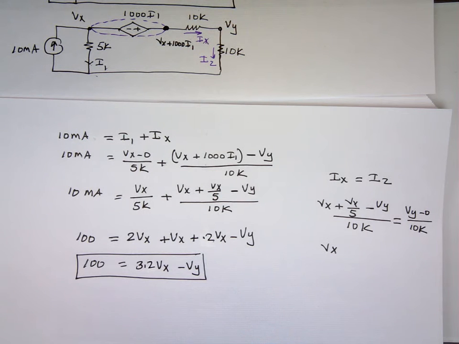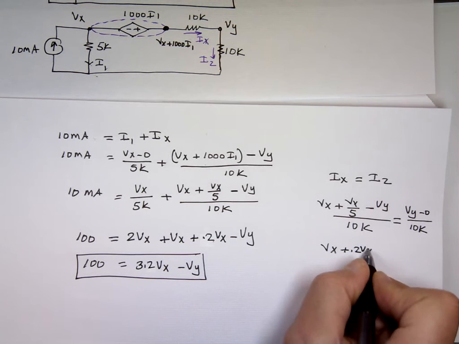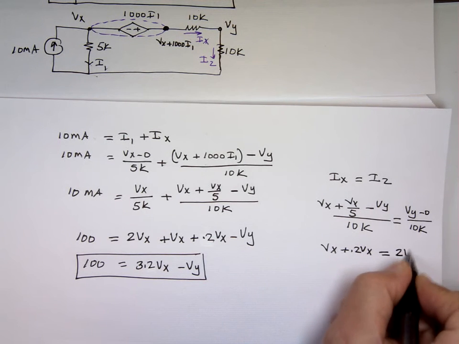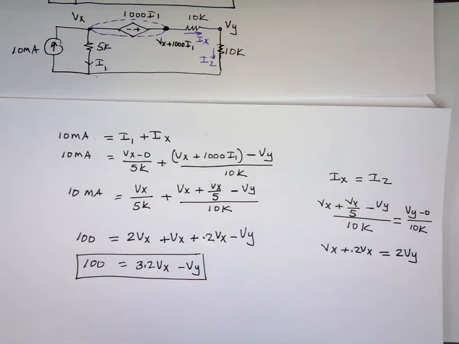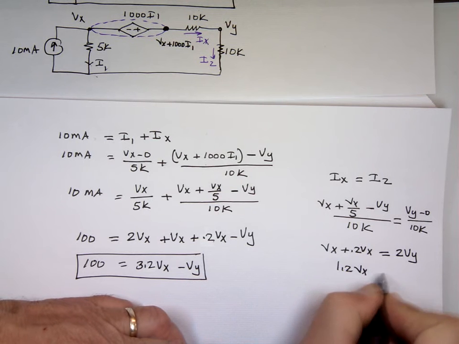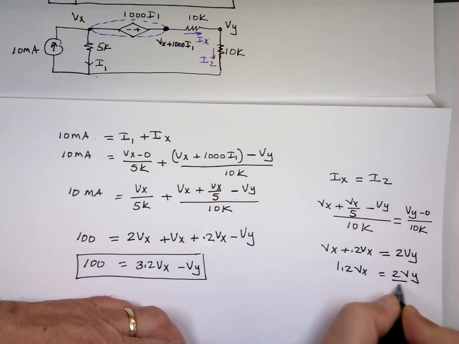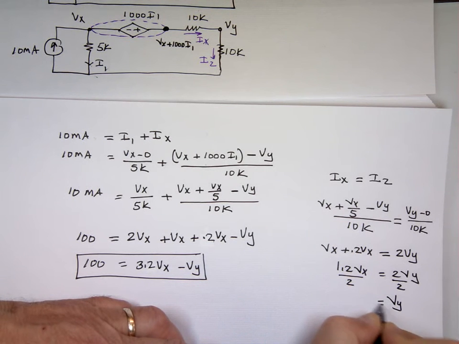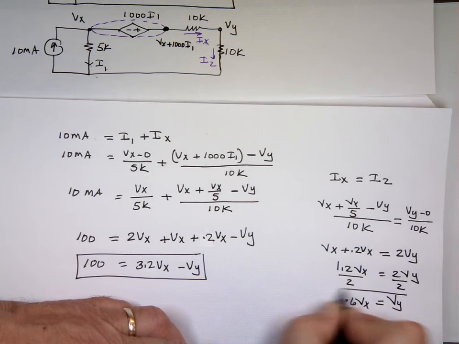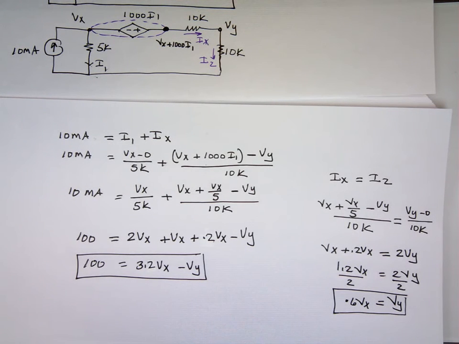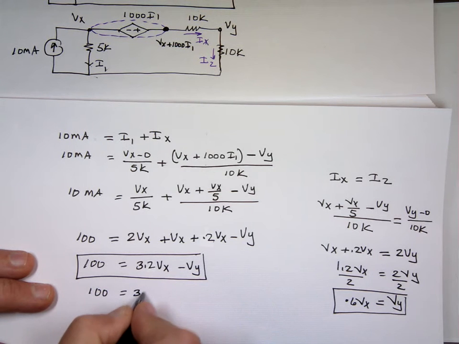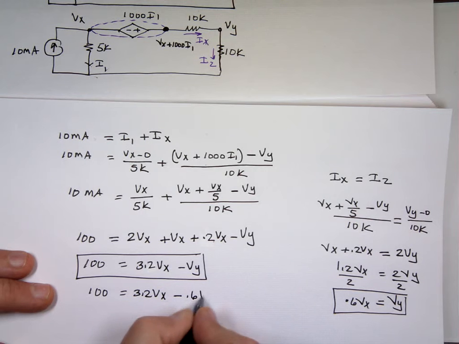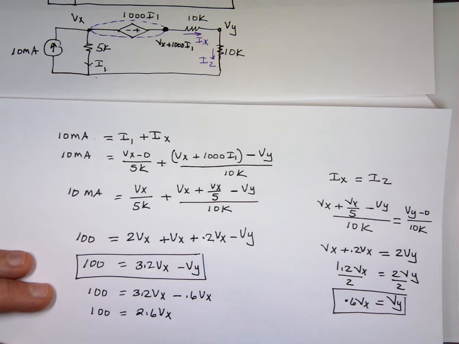Vx plus 0.2Vx equals what? Is it 2Vy? 1.2Vx equals 2Vy. Divide by 2. Vy equals what? 0.6Vx. Do that substitution here. I should use a calc there. Divide by 2.6.